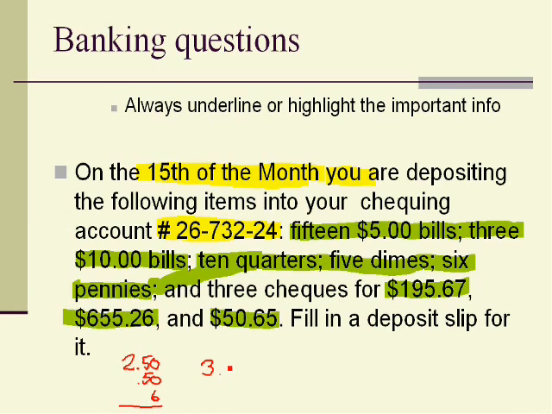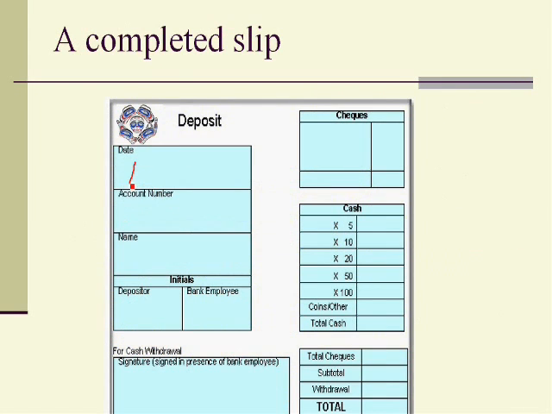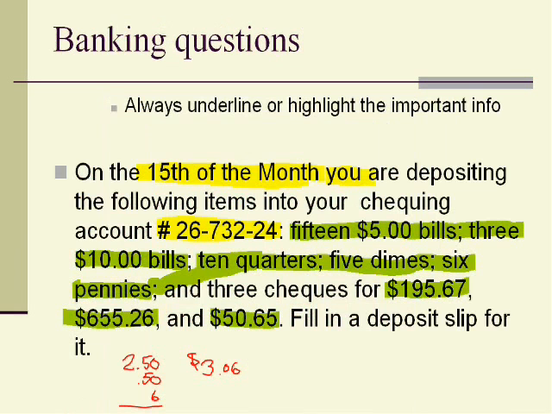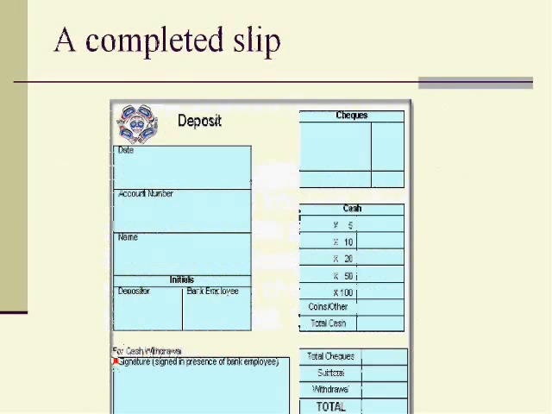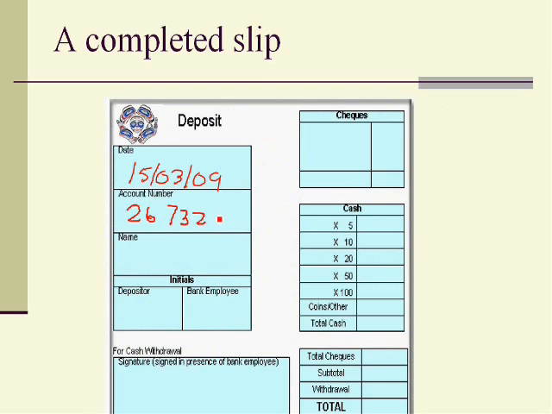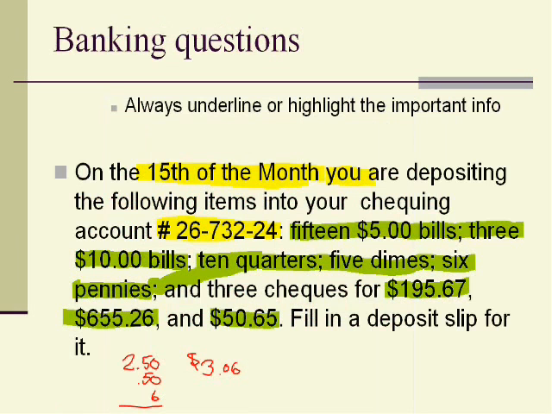Okay, so what I'm actually going to do is flip back and forth between this window and the next window and fill out the deposit slip. So my date is the 15th of March, 09. My account number is 2673224. Let me just go back and double check that. Yep. And then my name is Ted Martin.